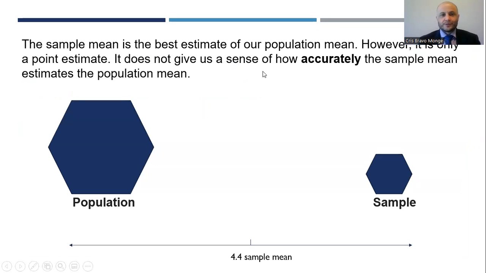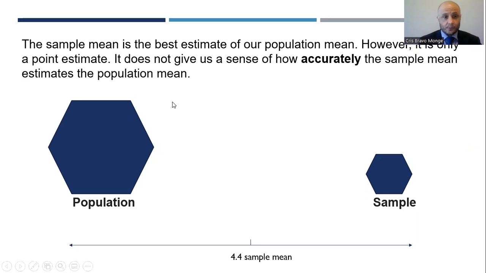But the normal distribution, how can it help us? Well, we have identified how to get a sample mean, which is very informative, but it's just an estimate in one point. It doesn't give us with accuracy between what ranges the sample mean is going to be.